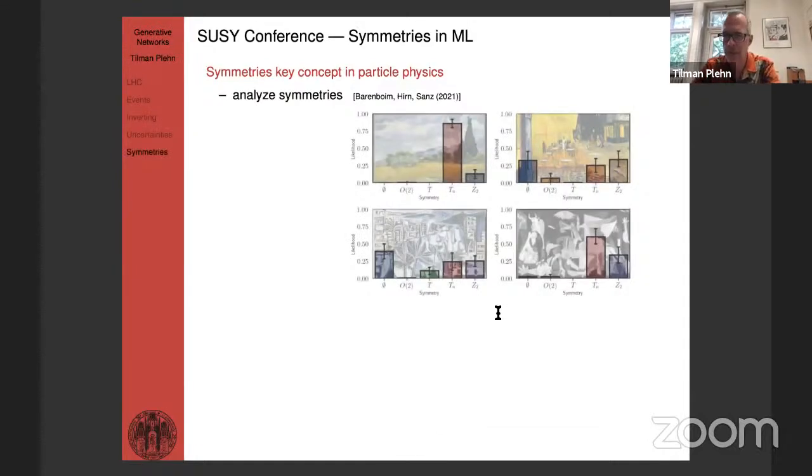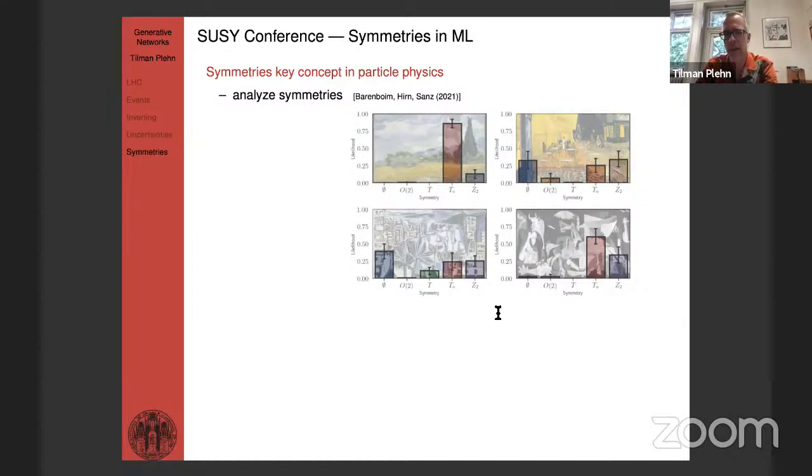Okay. Let me use the last 2.5 minutes on something to follow up on what Mihoko started with. I'm almost done. This is my last slide, and it's about symmetries, because I think this is very fitting for the SUSY conference, to talk about symmetries and something that people have done recently.